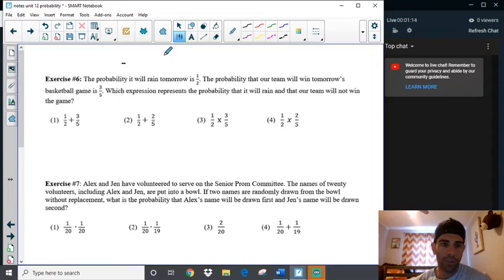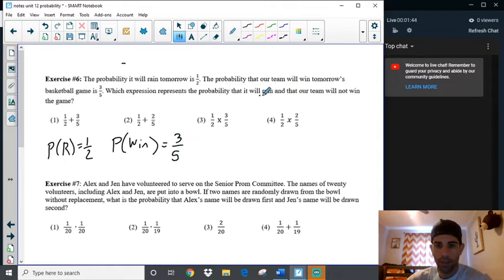Exercise 6 says the probability it will rain tomorrow is 1/2, and the probability that our team will win tomorrow's basketball game is 3/5. Which expression represents the probability that it will rain and that our team will not win the game? If we look at what they gave us, the probability that it was going to rain was 1/2, and the probability that you were going to win was 3/5. The question says that it's going to rain and that our team will not win the game. Rain and not win.